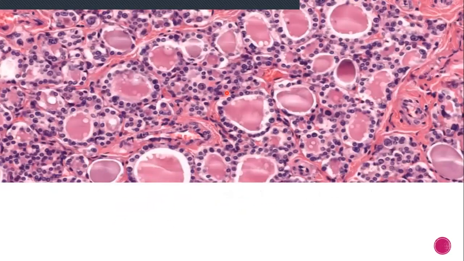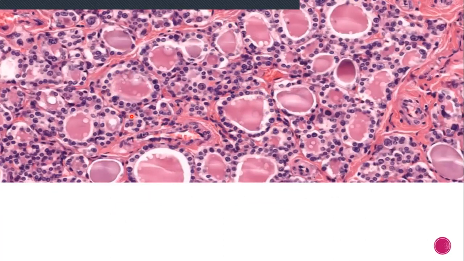Let's see that. Now here, these spherical masses are your thyroid follicles. There you can see they are lined by your follicular cells. Those are your follicular cells. Then this is the colloid, which is simply iodinated thyroglobulin.